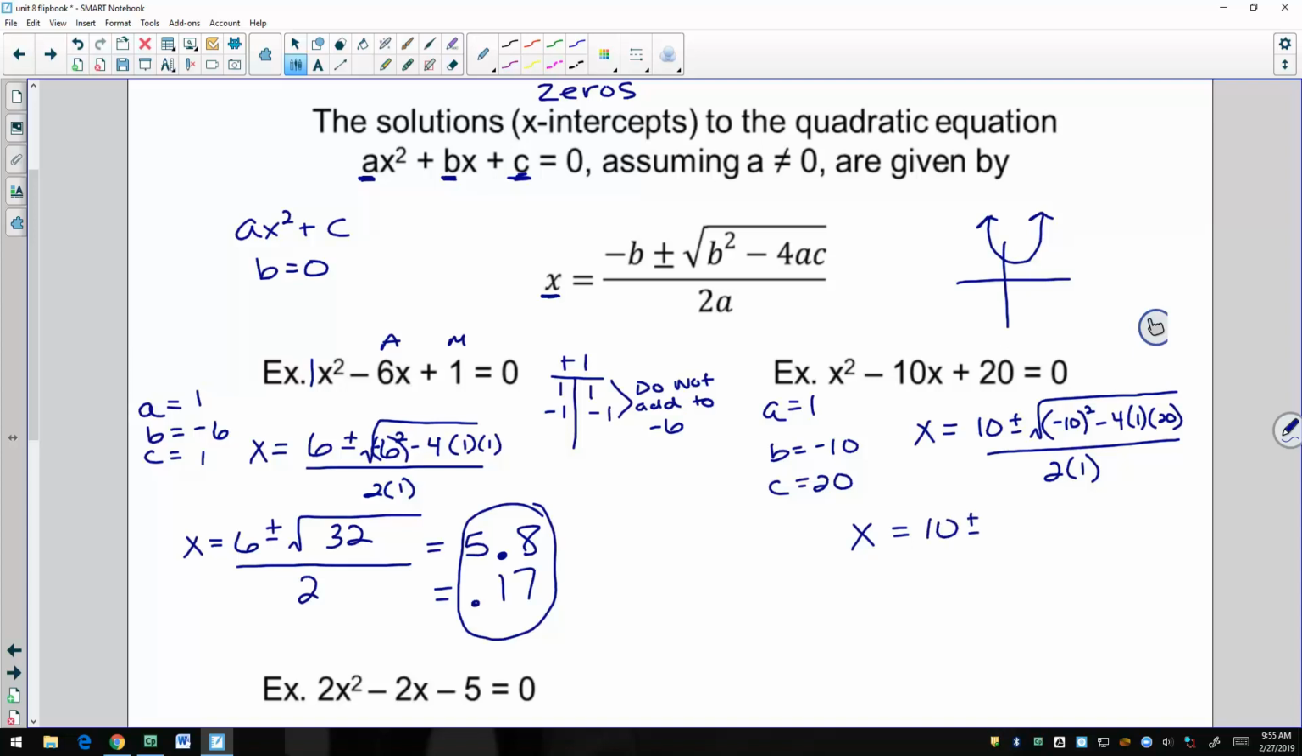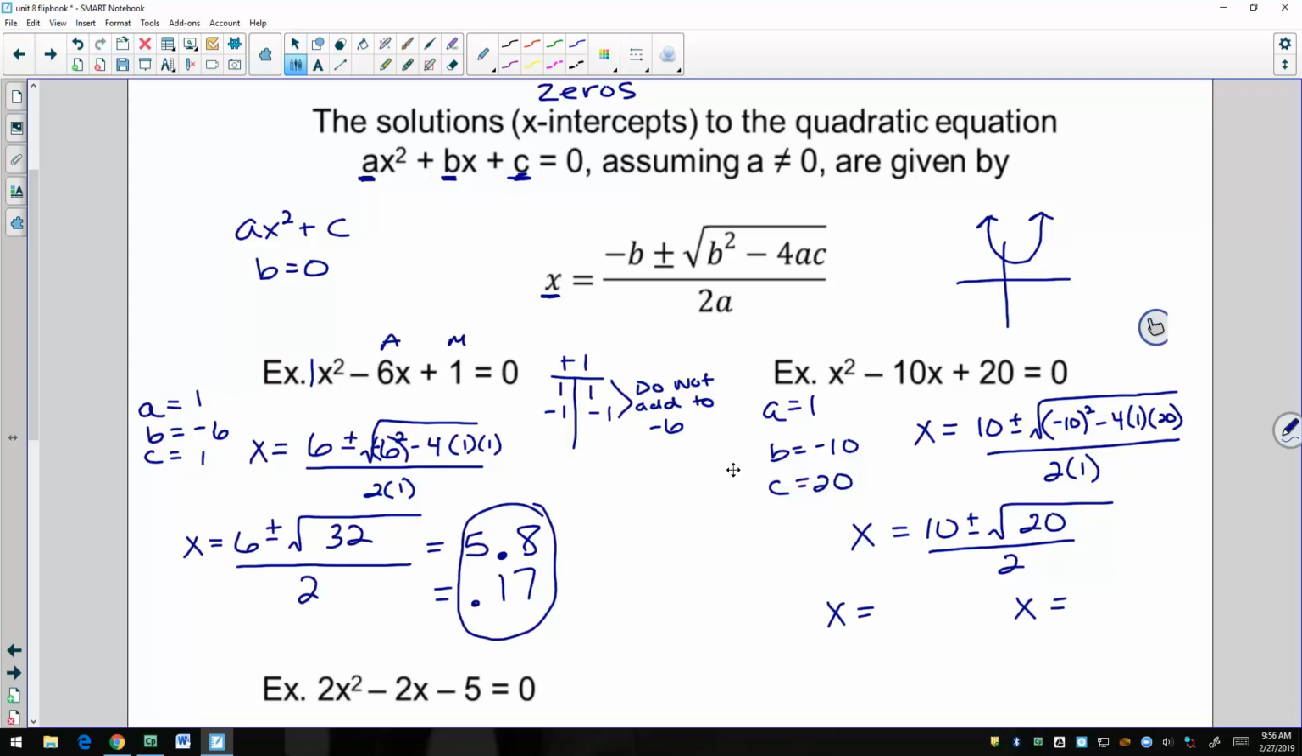Okay, so this becomes 10 plus or minus. That's 100. Right here, -10 squared is 100. 4 times 1 is 4. 4 times 20 is 80. So 100 minus 80 is 20. All over 2. So now I'm going to type this in my calculator the 2 ways. You have to do 10 plus and then 10 minus. So 10 plus the square root of 20 and then divide that by 2.